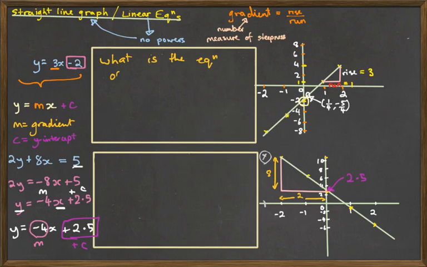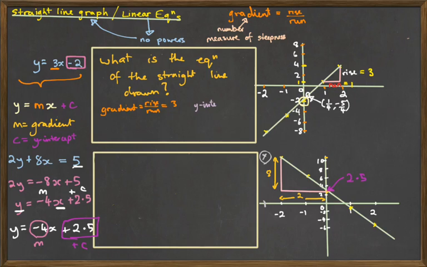Next. This is just sort of a revision. What is the equation of the straight line drawn? Now, we know what the equation of the straight line drawn is, but how could we do it if we didn't know the equation? Well, we need to find the gradient, which is rise over run, and that's equal to 3 because we did that earlier.